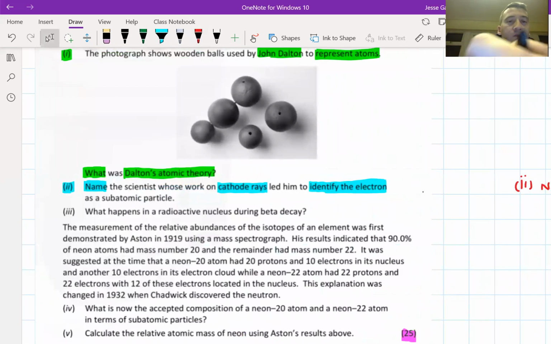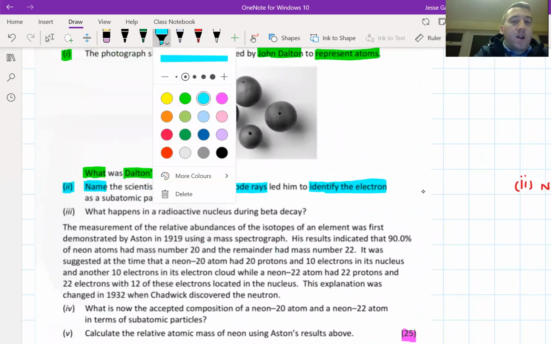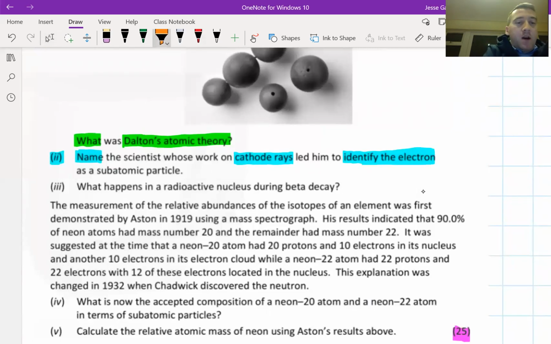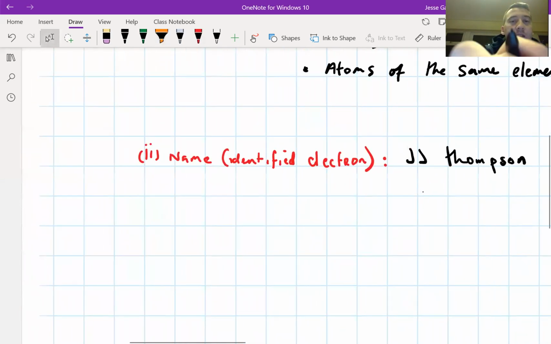All right, let's go to part 3, because remember, we're on the clock here. We've got 10 minutes. All right, so in an orange highlighter, we're looking at part 3. We have to describe what happens in a radioactive nucleus during beta decay. Okay, so that's important. We're talking about beta decay.